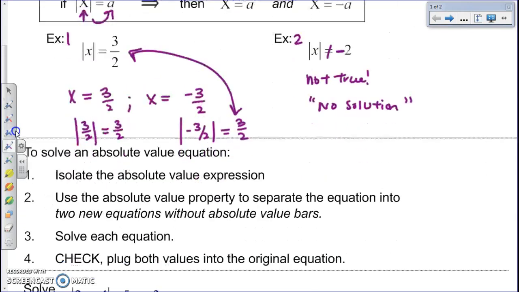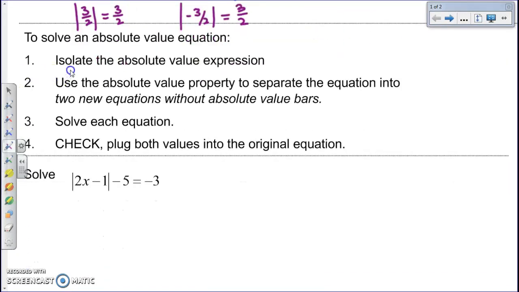So to solve an absolute value equation, all you're going to do is isolate the absolute value expression, and you're going to use the absolute value property to separate the equation into two new equations without absolute value bars. And you're going to solve each equation. And to check, you'll plug both values back into the original equation. Screenshot this page or take a moment to pause the video to write these notes down.